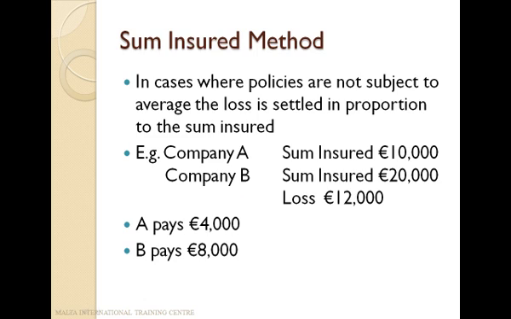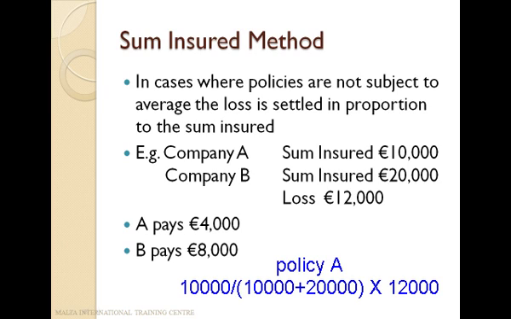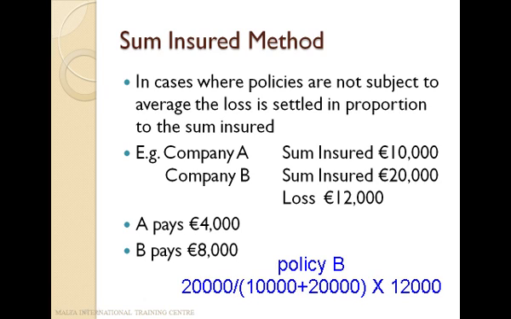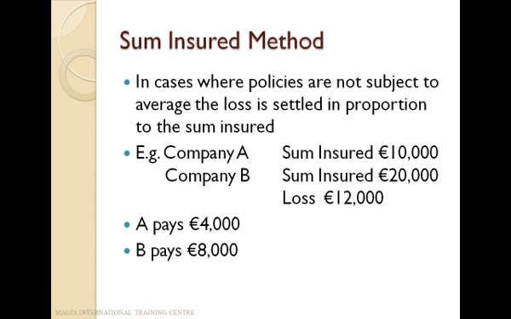the sum insured. Therefore, policy A will pay 10,000 divided by 30,000 times 12,000. That is, the sum insured of A divided by the total sum insured of A and B times the loss. Likewise, policy B will pay the sum insured, which is 20,000, divided by the total sums insured, 30,000, times the loss. And thus, policy B will pay 8,000 euros. This is the way the insurers in contribution would share the loss.